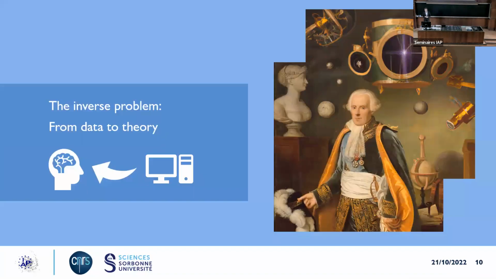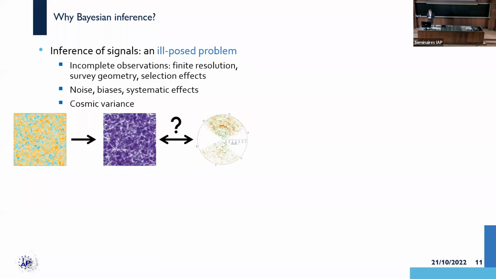Right, so, well, these were my comments about information science as applied to the forward problem. So now let's talk about the inverse problem and going from data to theory. And I'm going to adopt for this a Bayesian point of view. So first things first, why Bayesian inference? Well, this is my personal view about that.